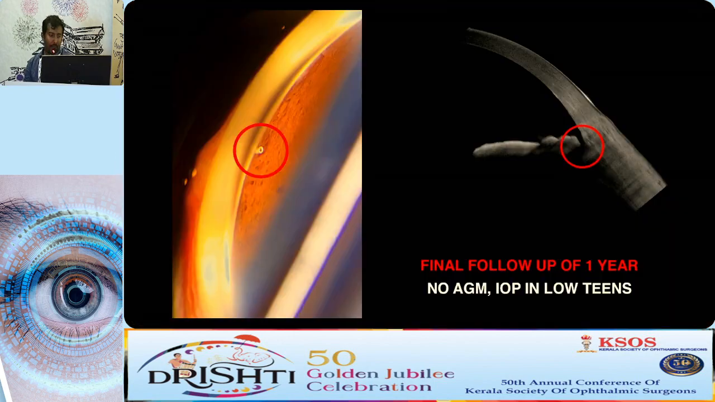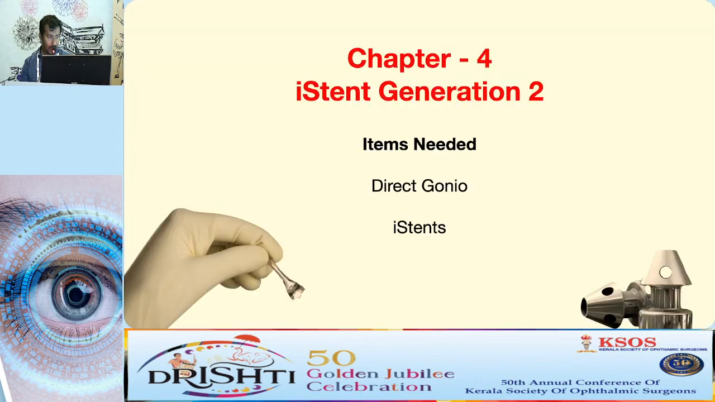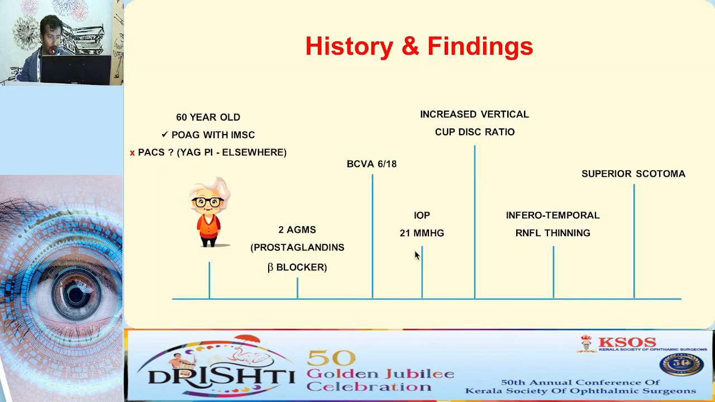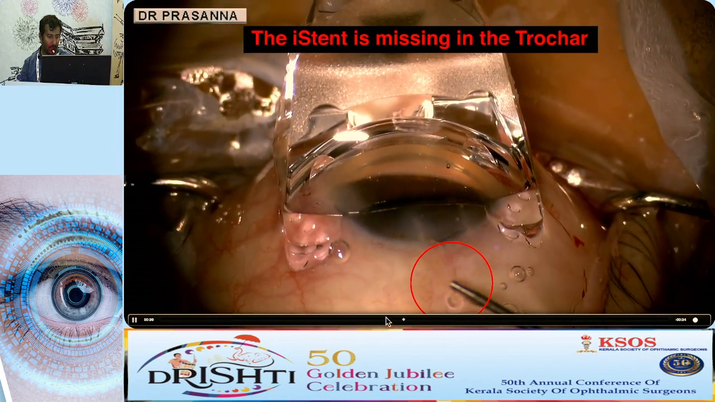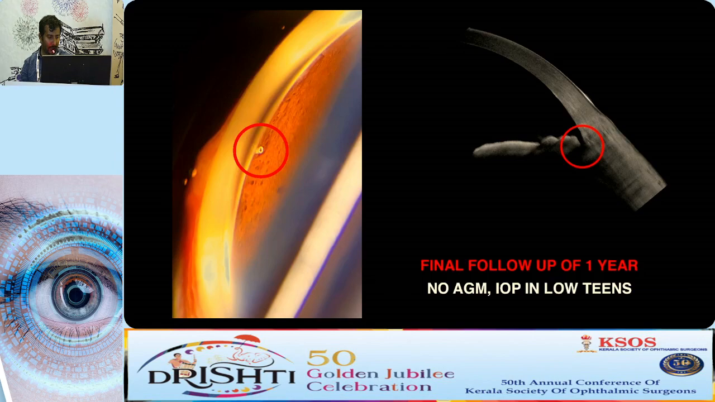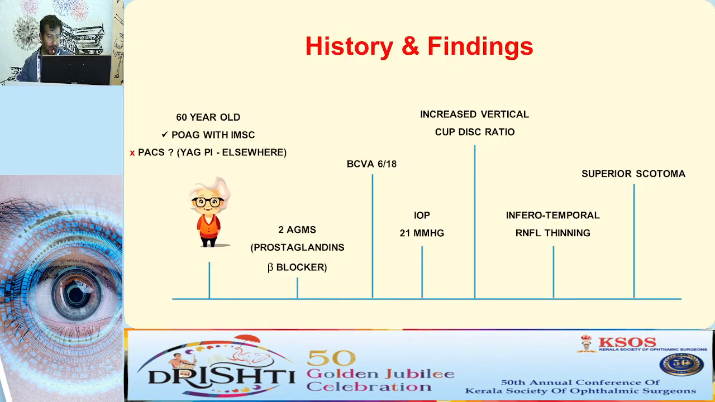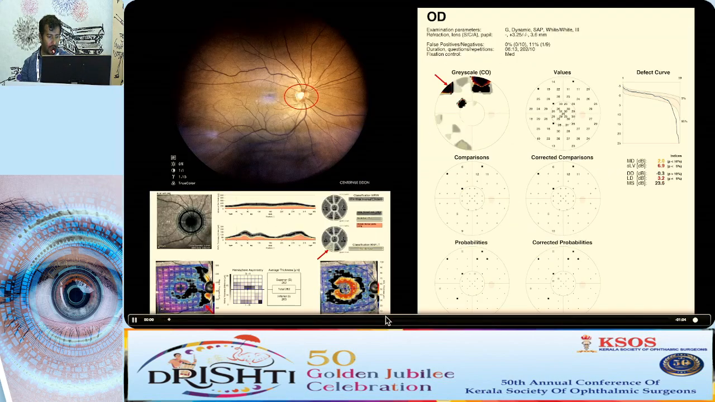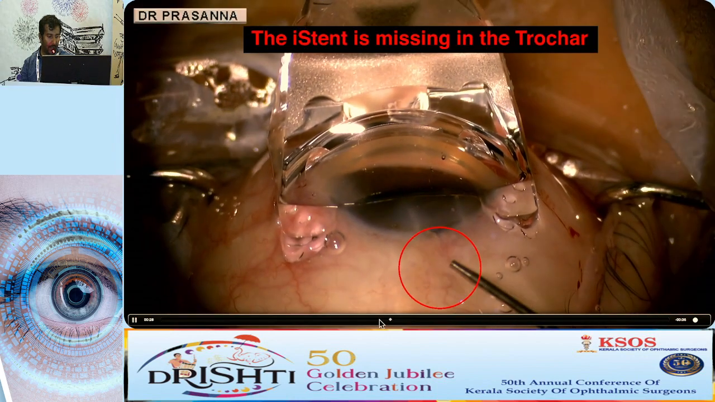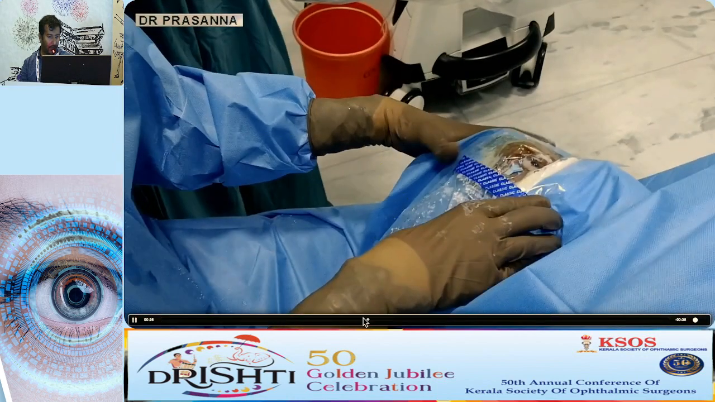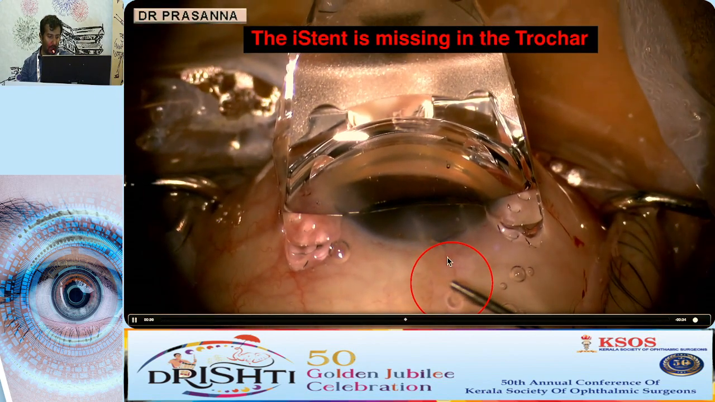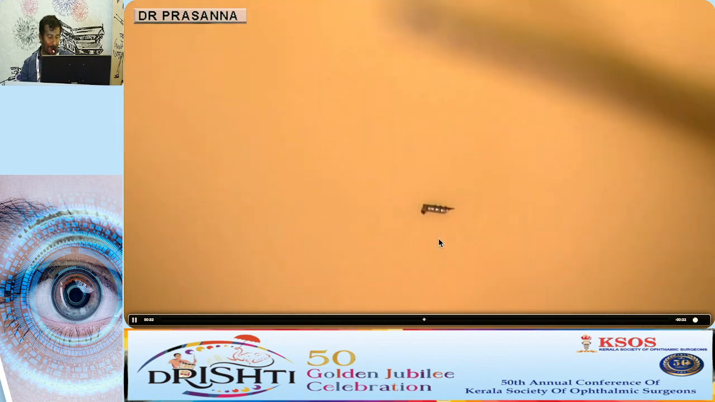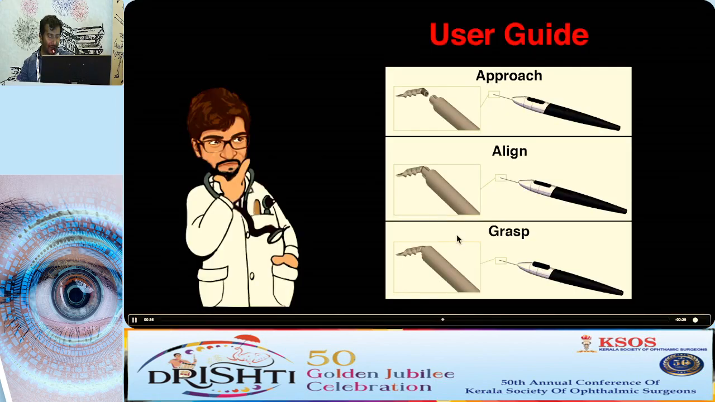At the end of surgery, you put in the surgical gonio lens. I'm sorry, I'm clicking the button and it's going to the next slide. So at the end of the surgery, you position the patient, you put in the cohesive viscoelastic, and this is a video where he lost the stent.